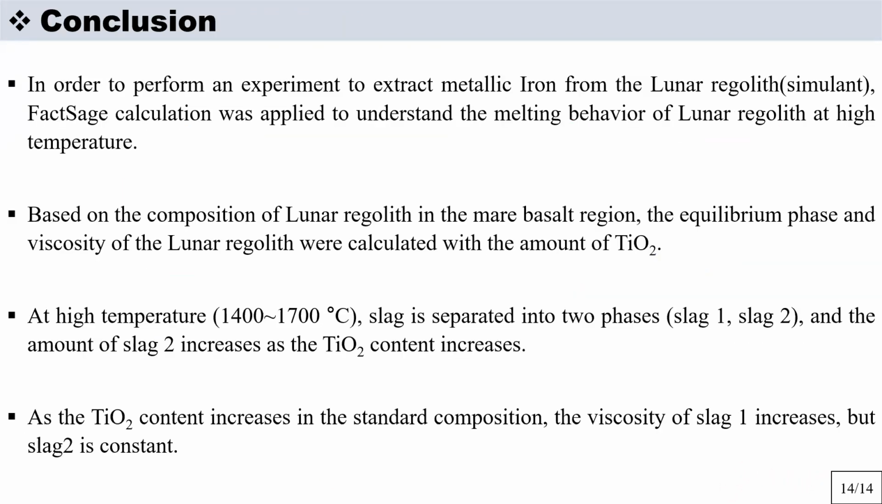That's the conclusion. Firstly, in order to perform an experiment to extract metallic iron from the lunar regolith, FactSage calculation was applied to understand the melting behavior of lunar regolith at high temperature. And based on the composition of lunar regolith in the Mare South region, the equilibrium phase and viscosity of lunar regolith were calculated with the amount of TiO2. At high temperature, slag is separated into two phases, slag 1 and slag 2.